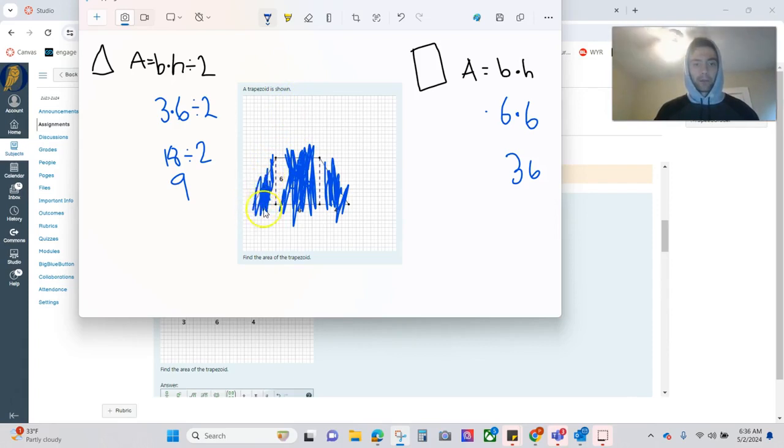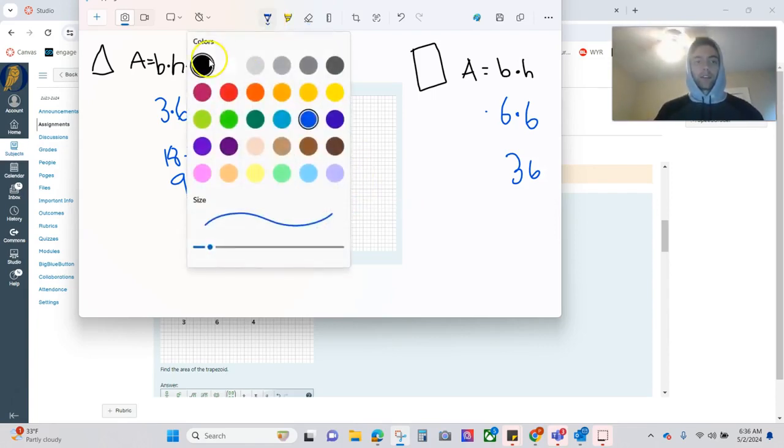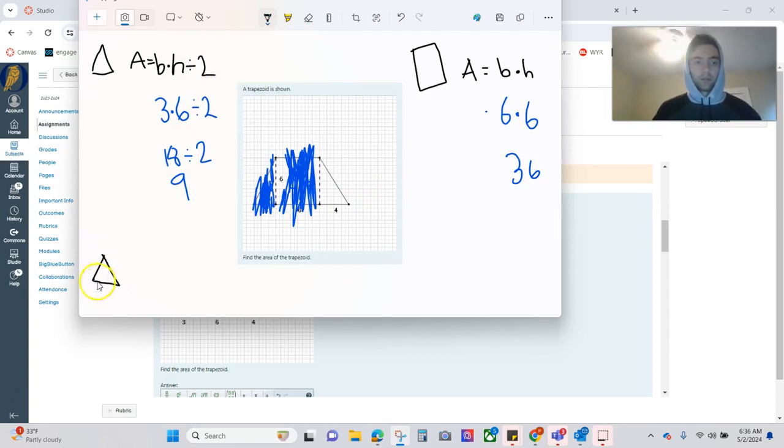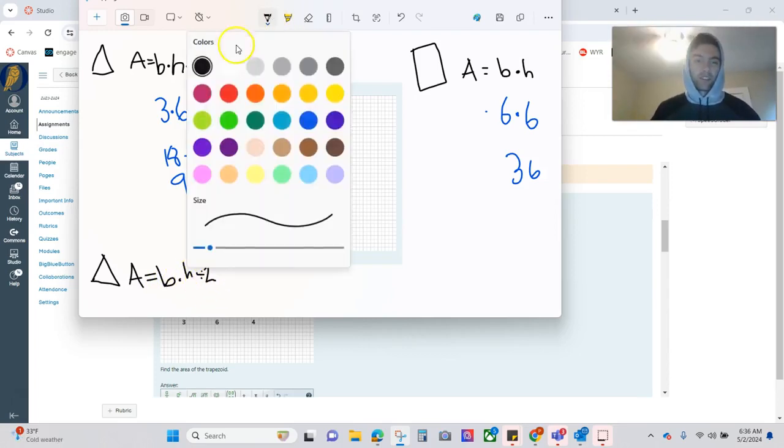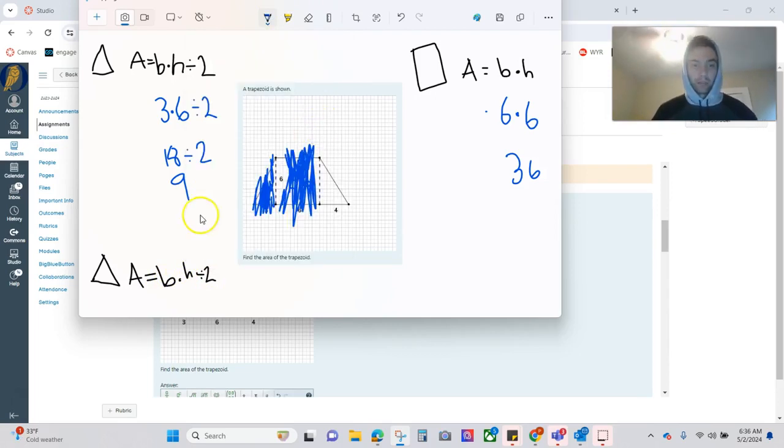Now, let's scribble out this triangle for now and focus on the triangle on the right side. To find the area of this triangle, we will do the same thing we did before, base times height divided by 2, but we are going to use different numbers. What is the base and what is the height of this triangle?